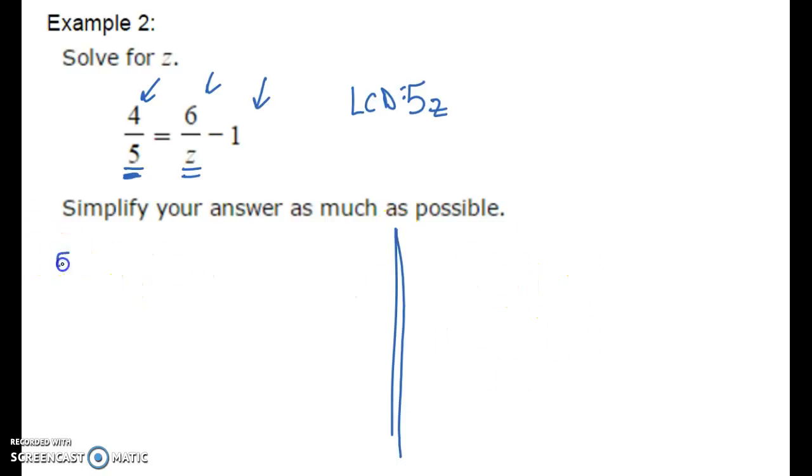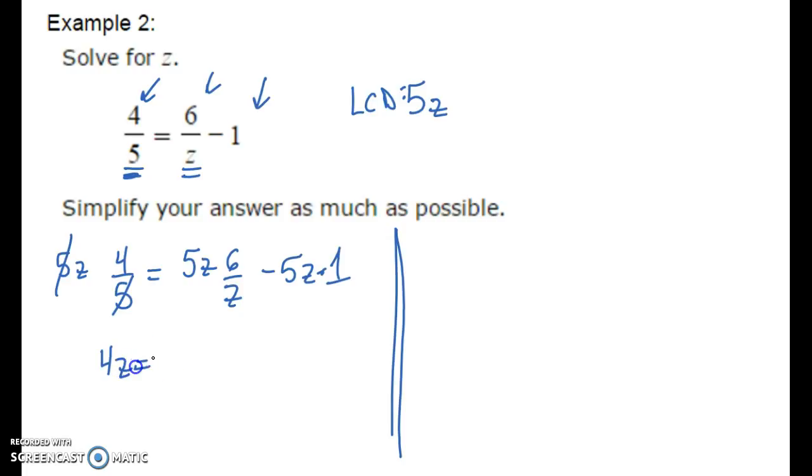So what I'm doing is 5z times 4 over 5 equals 5z times 6 over z minus 5z times 1. Everybody gets multiplied by that 5z. And what happens is these 5's would cancel on this part, leaving me with a 4 and a z. For this middle part, the z's cancel, leaving me with 5 times 6, which is just 30. And if I multiply those together, it's just negative 5z.